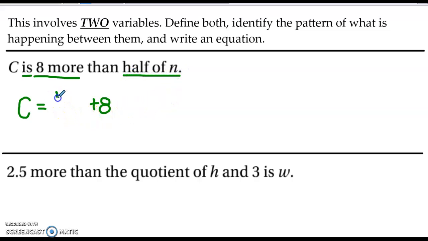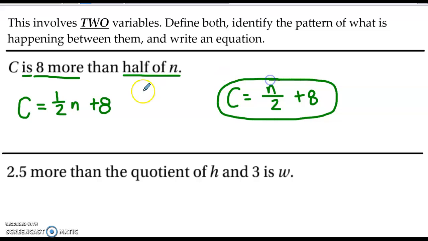So half of n would be one option. The other option is we could have had C is 8 more, so we're adding 8 to something. The other way to do a half would be to divide by 2. So you could have taken n divided by 2. So C is 8 more than half of n. There's two ways that you could write that.